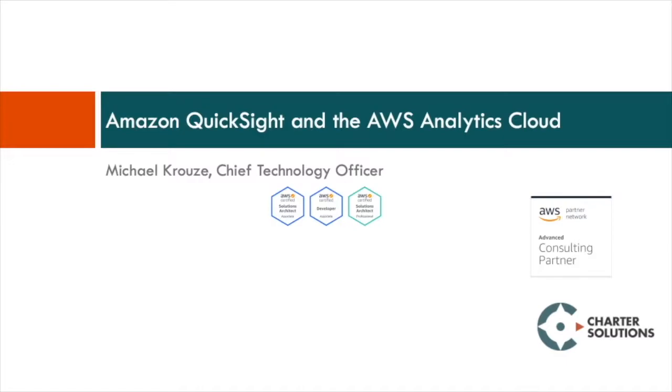Charter Solutions also is an advanced consulting partner with AWS. We do a lot of work primarily in the analytics related space. So helping companies move analytics workloads to Amazon Web Services, including things like setting up data lakes, data warehouses, data pipelines, machine learning processes, and all the visualizations as well.